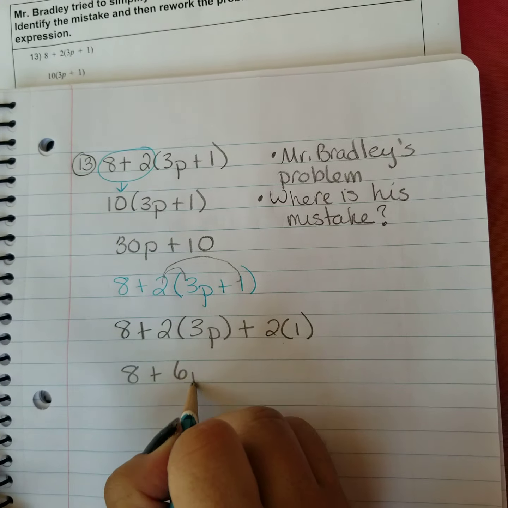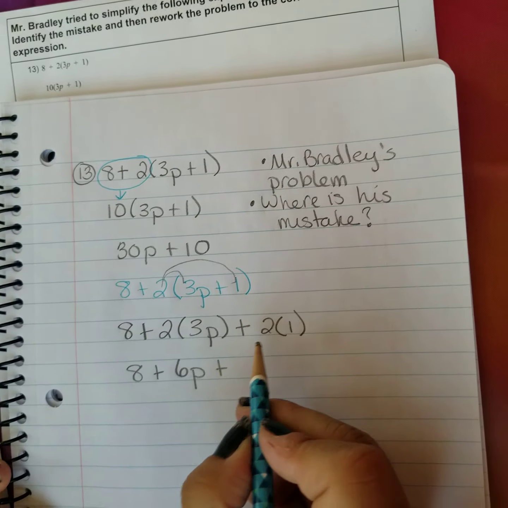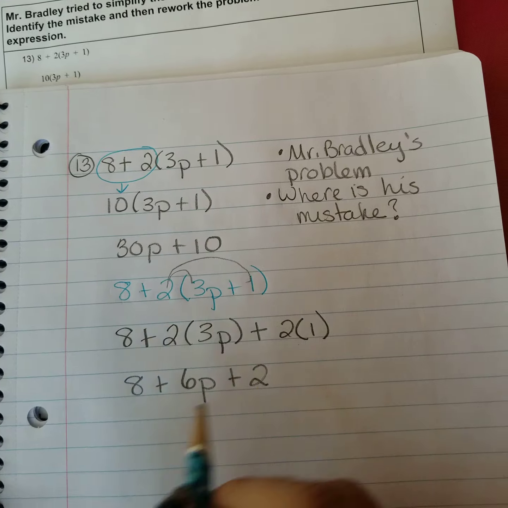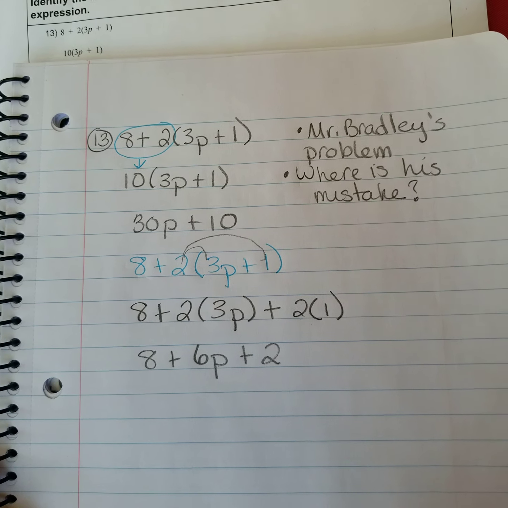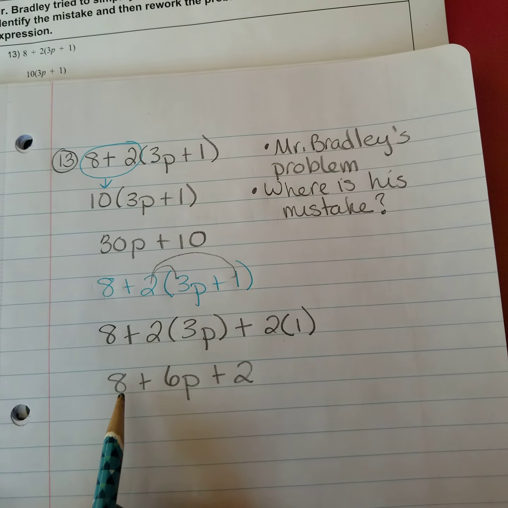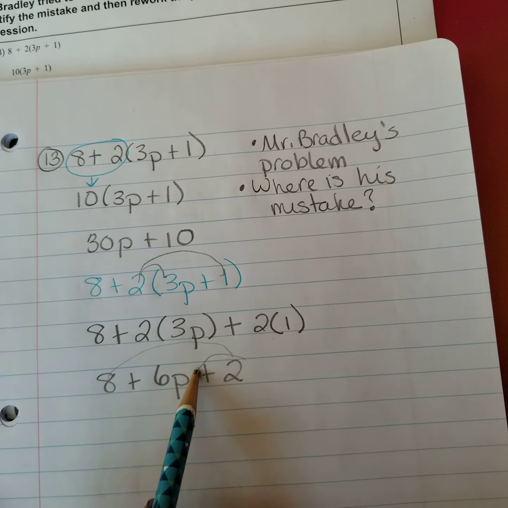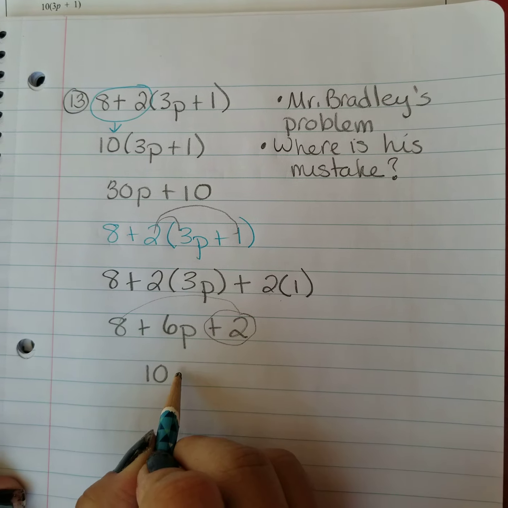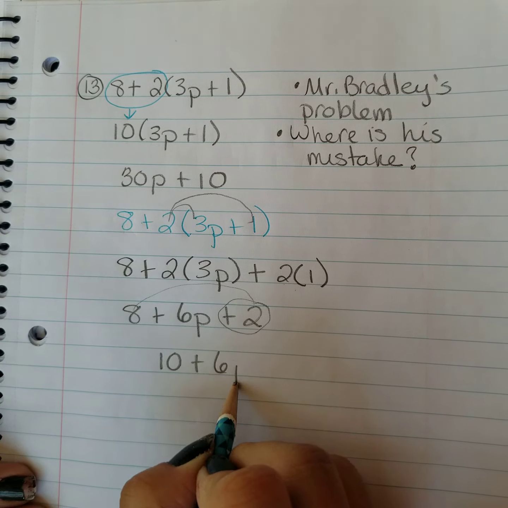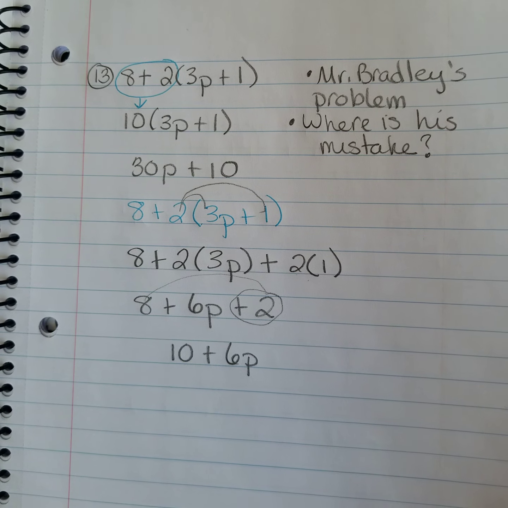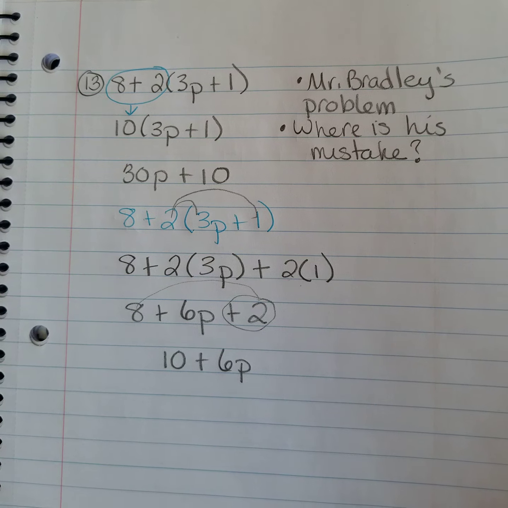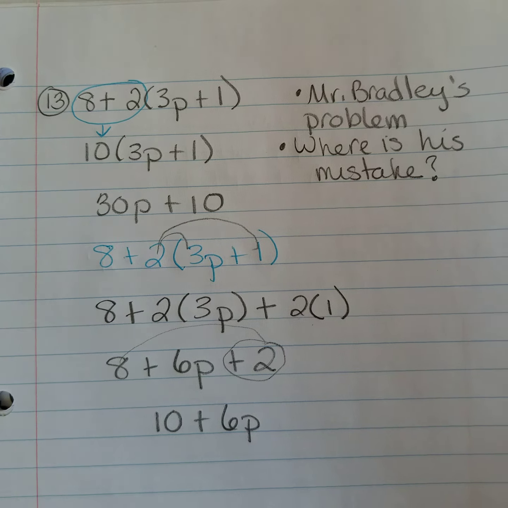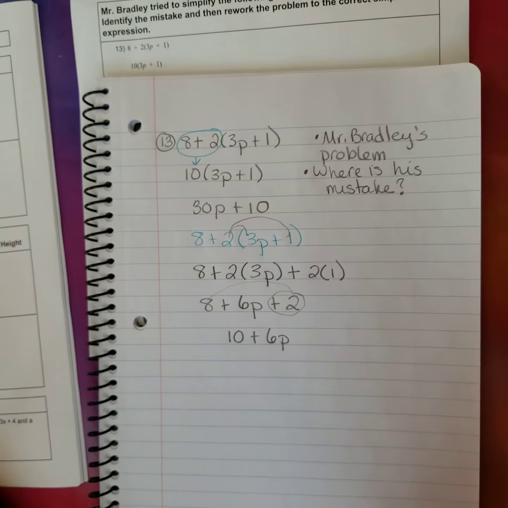So 6p plus 2 times 1 is 2. Now, commutative property. We have to add 8, plus 2 because it's a positive 2. So that's 10 plus 6p. There is the correct answer for Mr. Bradley. Poor Mr. Bradley had no clue. He did it wrong.